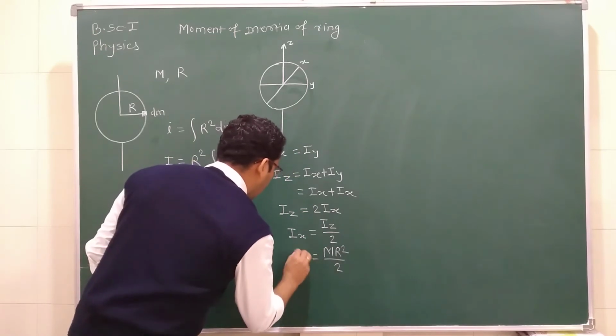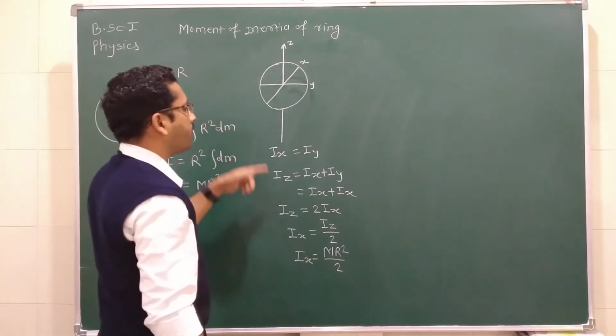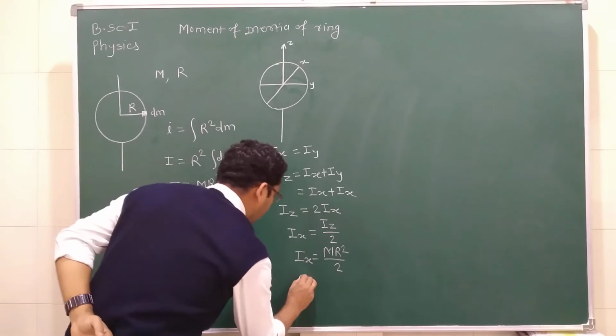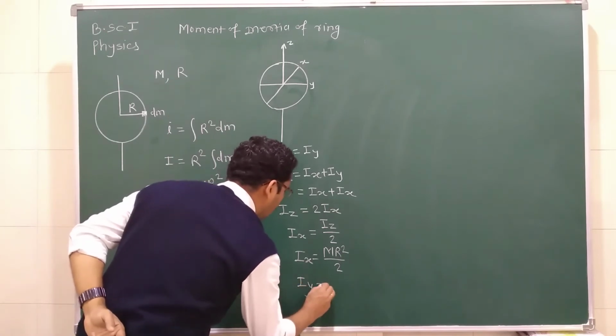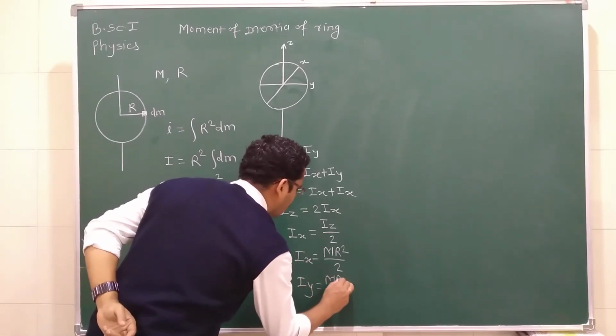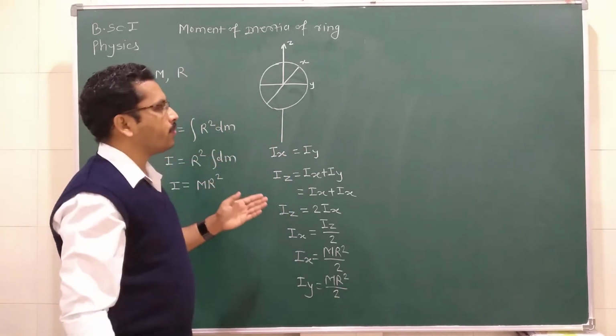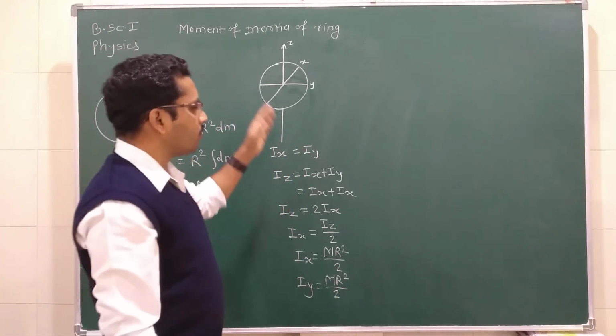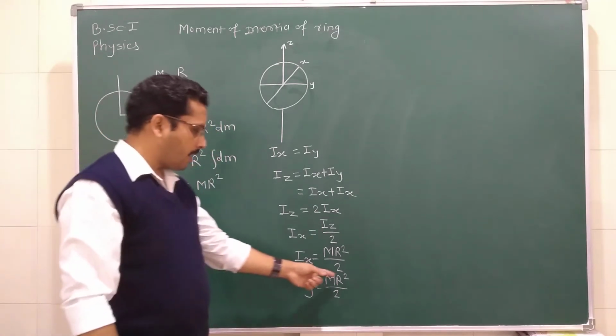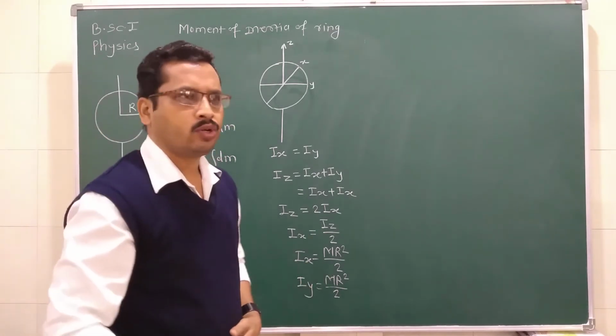So this is Ix, and what is the value of Iy? It is also the same. This Iy is equal to mr square divided by 2. So what is the moment of inertia of the ring about the diameter? It is equal to mr square divided by 2.